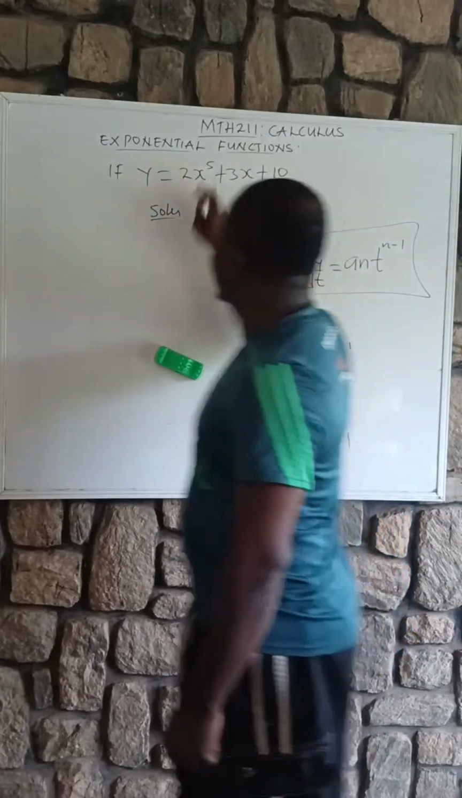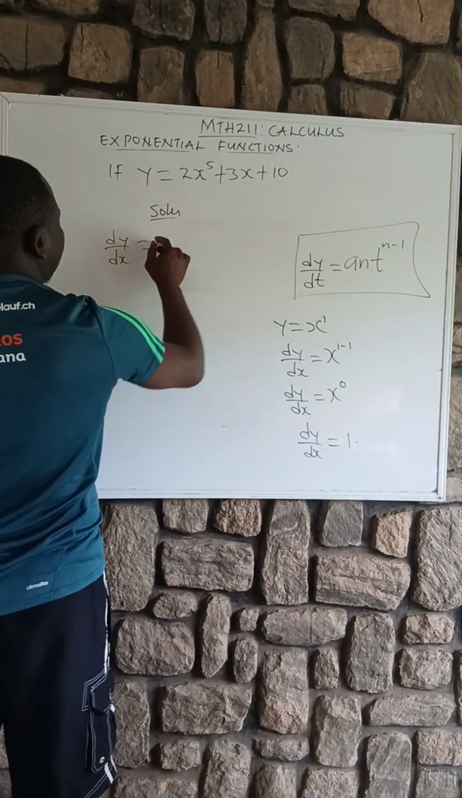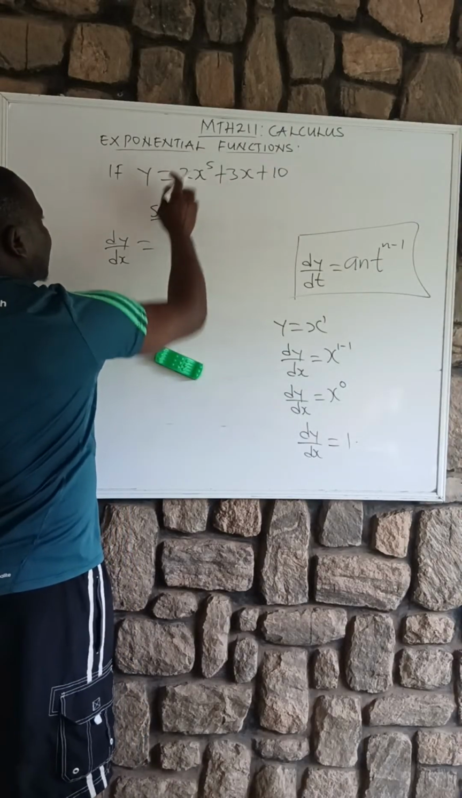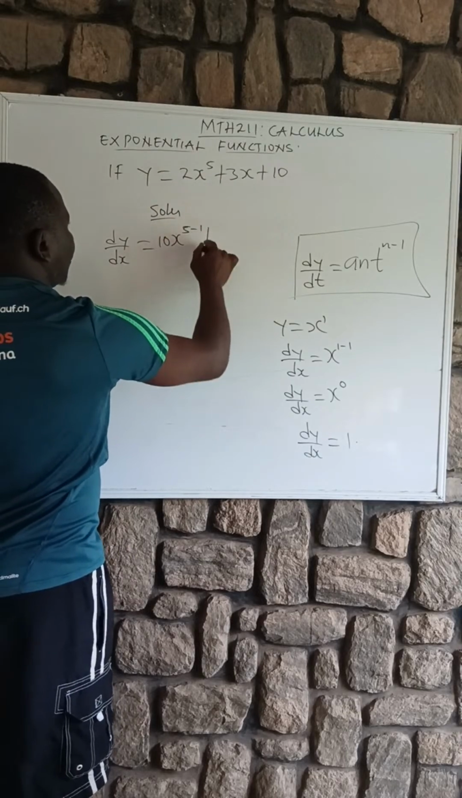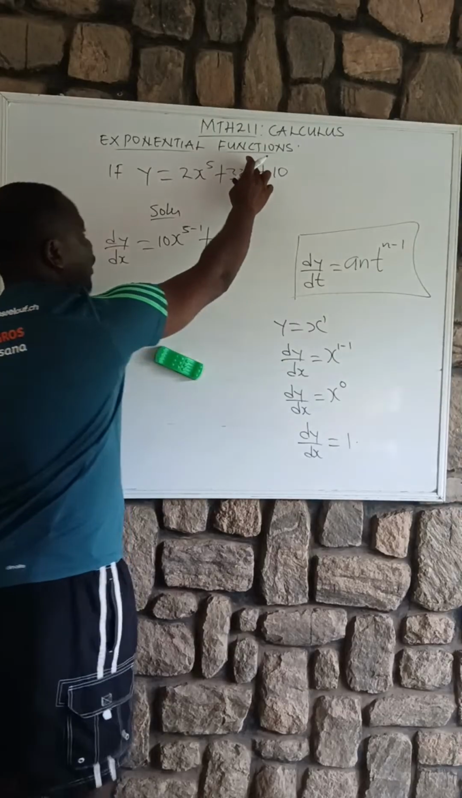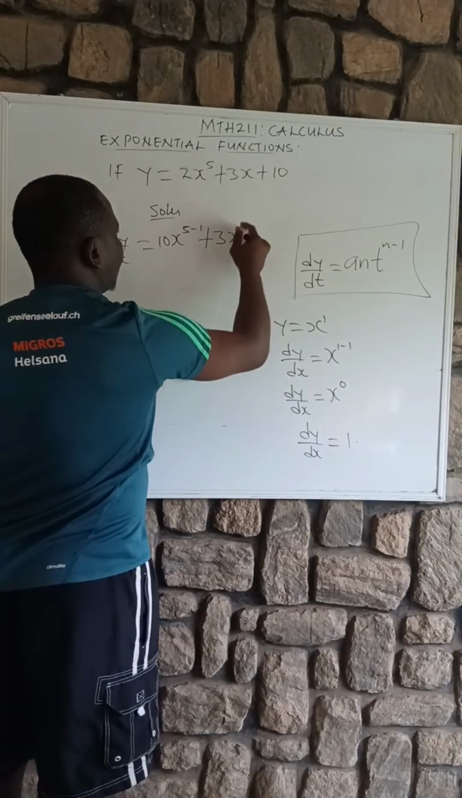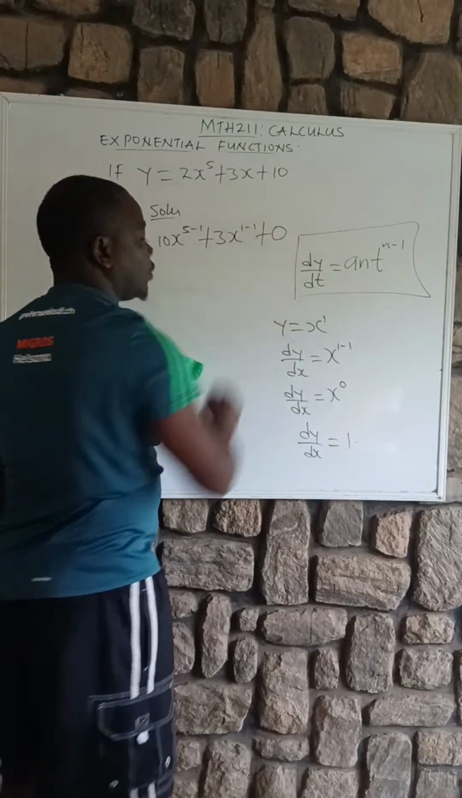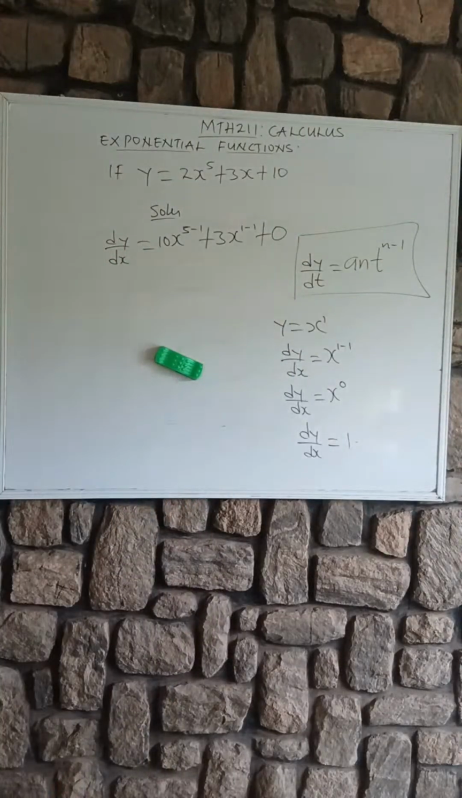So if we are to differentiate this function, it means our dy over dx here, this is n, this is a. So 5 times 2 is 10x raised to the power of 5 minus 1, plus the invisible 1 here, 1 times 3 is 3x raised to the power of 1 minus 1. Already, this is 0, so it's not necessary. Do you understand? Are you following? So this is 0.